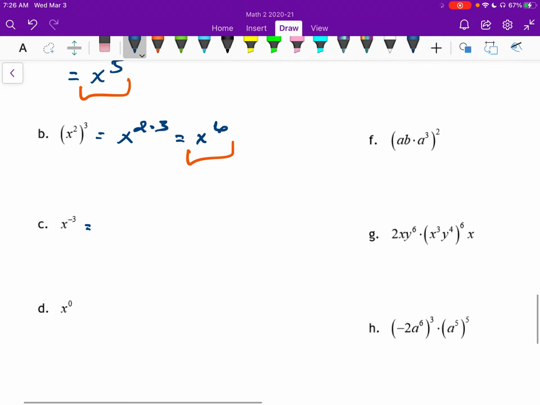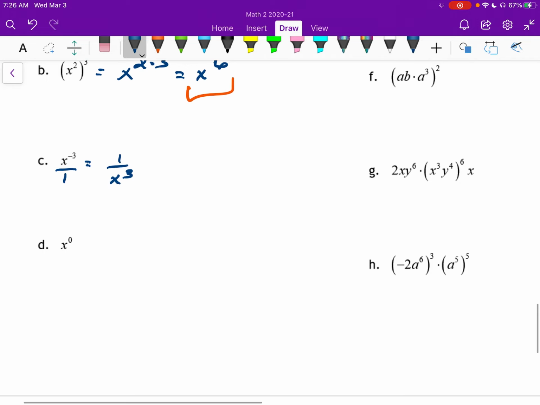X to the negative 3. Well, we can think about this as being x to the negative 3 over 1. That negative tells us that it wants to be on the other side of the fraction bar, so it's going to be 1 over x cubed. X to the 0: anything to the 0 is 1, no matter what it is, anything to the 0 is 1.